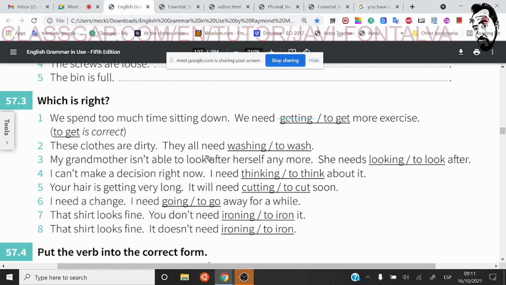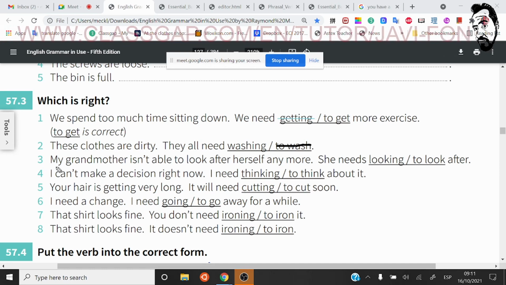Ellos necesitan lavar la ropa. Washing, lavando. Yes. Washing, lavando. They all need washing. Sí. Es como si le hace falta que lo laven a alguien. They all need washing. Bien, okay.